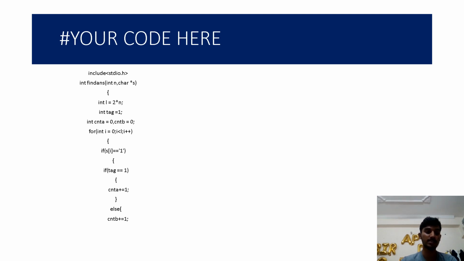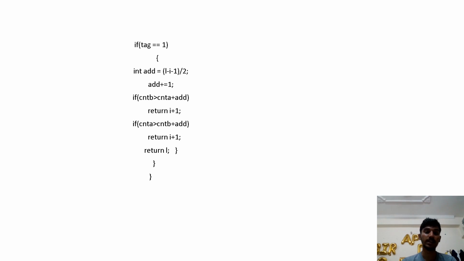If s[i] == '1', which means it is actually equal to 1, and then if tag == 1, then counterA += 1. Else, if tag == 1, and else counterB += 1. If tag is equal to 1, then we are going to take add as another integer variable where (l - i - 1) / 2 will be taken, and then if it is completed, we will add 1 to the add counter.